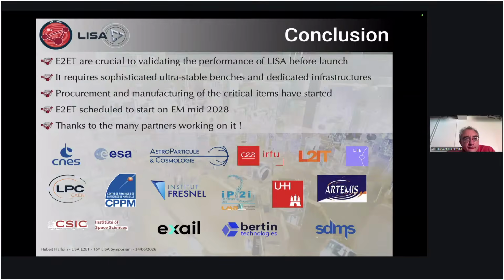So, as a conclusion on my part, I will say, as before, that the end-to-end tests are crucial to validating the performance of LISA before launch, but it requires sophisticated and ultra-stable benches and, of course, dedicated infrastructure. The procurement and manufacturing of all these critical items have started, and we are on schedule to start the EM testing in mid-2028. And of course, this work has been done and is being done by many partners in France and abroad, and you have here a few logos of the different partners working on it.